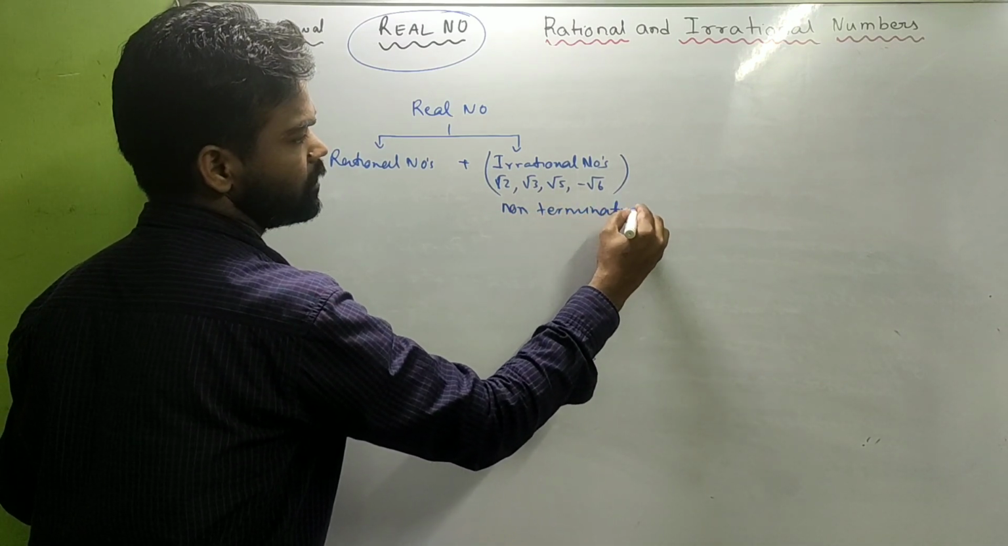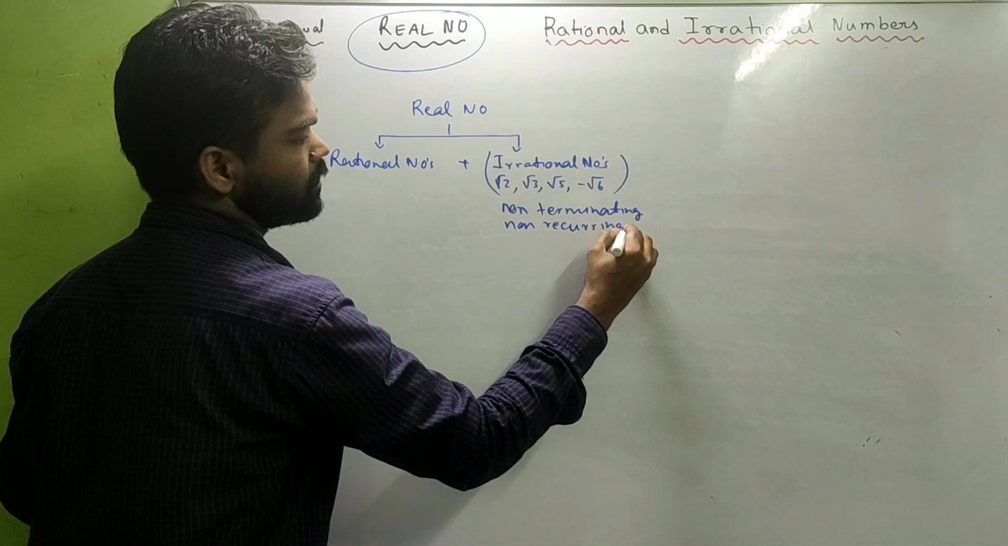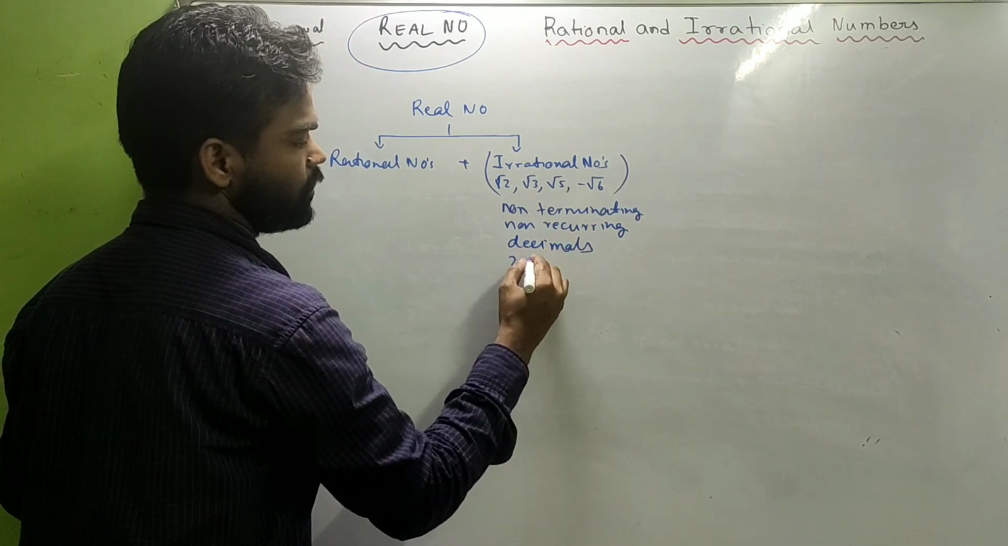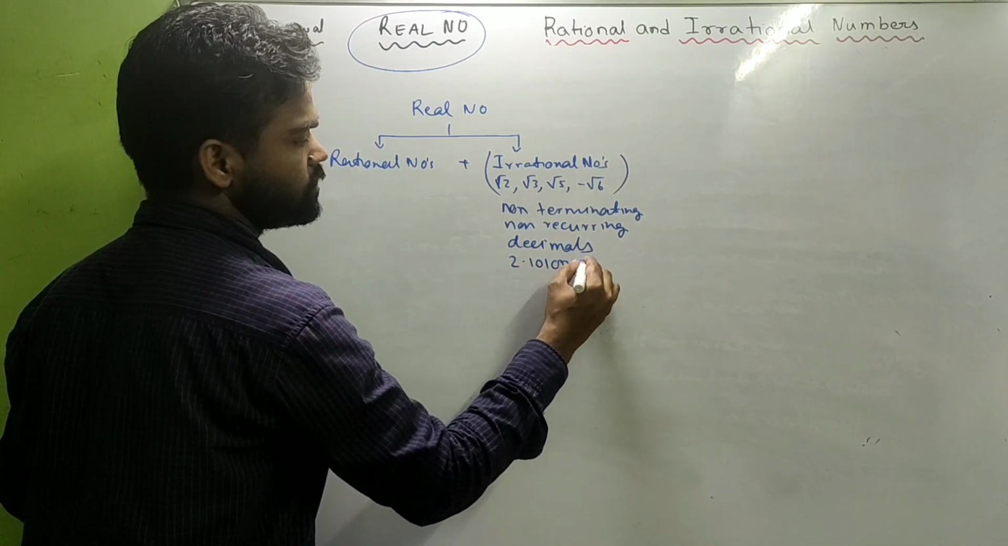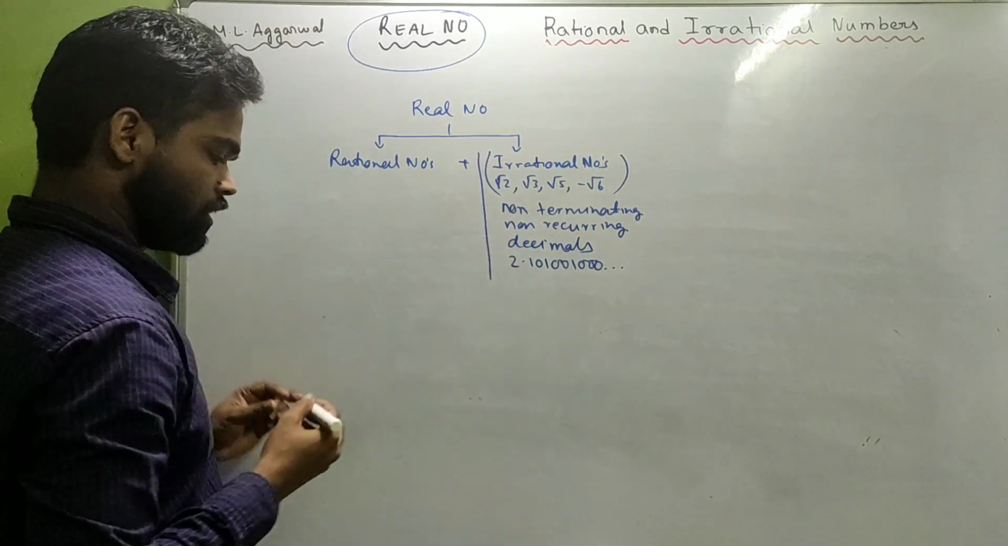or you can say non-terminating, non-recurring decimals. For example, 2.10100100 dot dot dot. These are my irrational numbers.